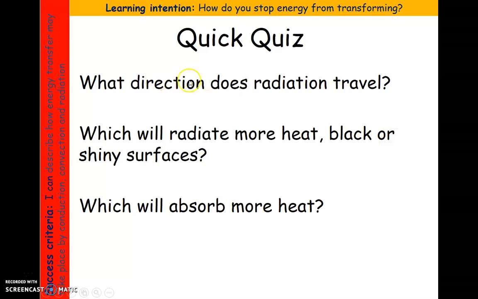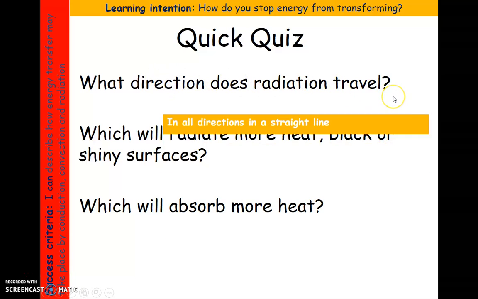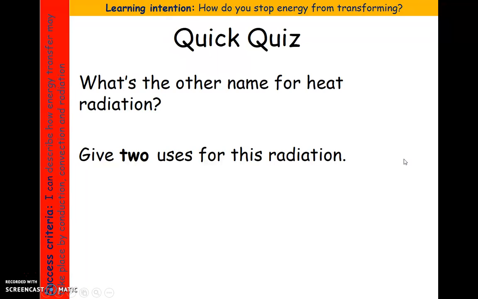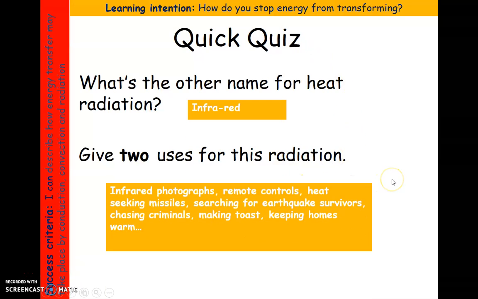Okay, quick quiz. Which direction does radiation travel? Well, it travels in a straight line. Which will radiate more heat, black or shiny surfaces? It's black. Which will absorb more heat? Black. What's another name for heat radiation? Have a guess. It was infrared. Give 2 uses for this radiation. There's lots of uses you can use.